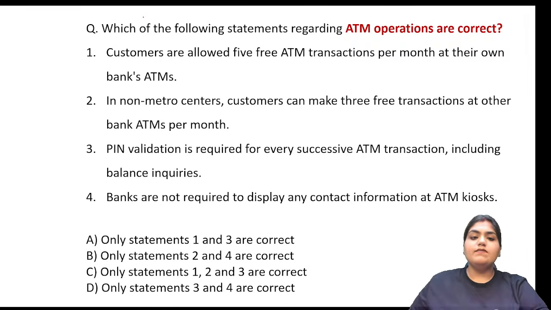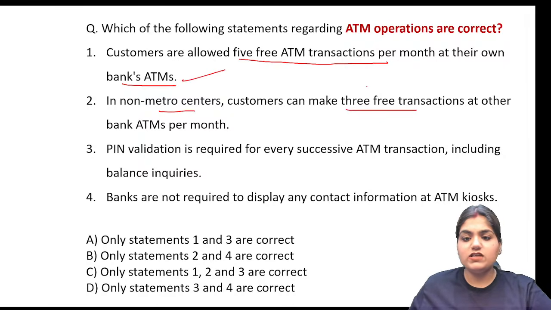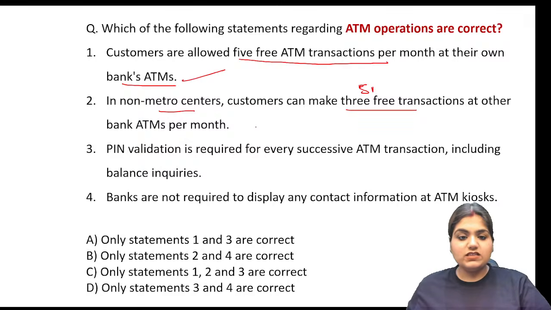The ATMs are allowed, customers are allowed to use 5 free ATM transactions per month in their own transactions. Non-metro can take 3 free transactions from other. It is 5 free transactions. Non-metro it is 5. Metro it is 3. Statement number 2 is incorrect.